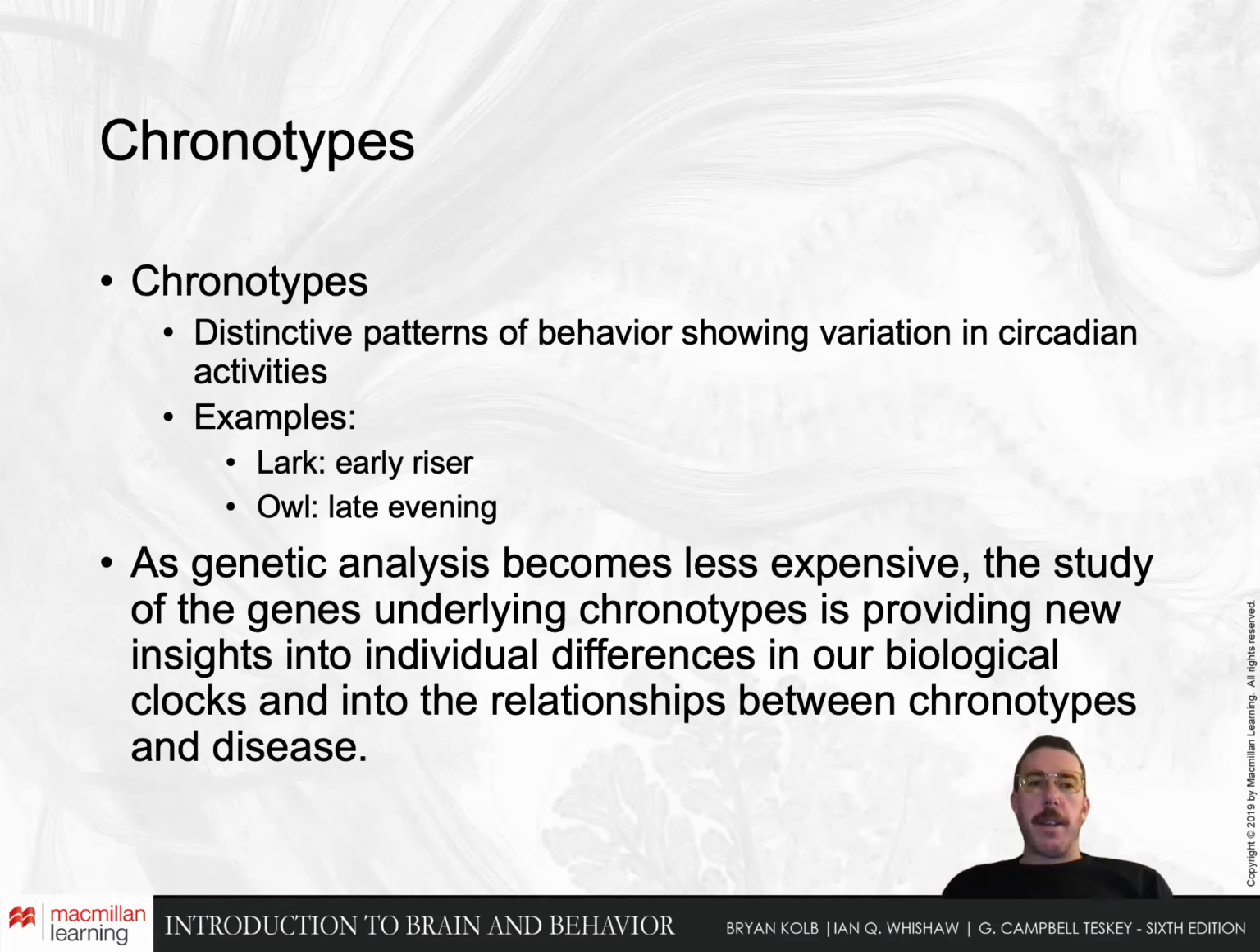We've talked about chronotypes a little bit. Chronotypes are patterns of behavior that we see showing variation in circadian activities. For example, some people are early risers and like getting up and getting everything done. Some people sleep in and like to stay up late and work. Call them larks and owls. And as we become able to do more genetic analysis, we can study the genes underlying these chronotypes, and we can understand why there's individual differences in these biological clocks and how they might relate to disease. So, for instance, prescribing some amount of sleep might be different for people that are early risers or late sleepers.